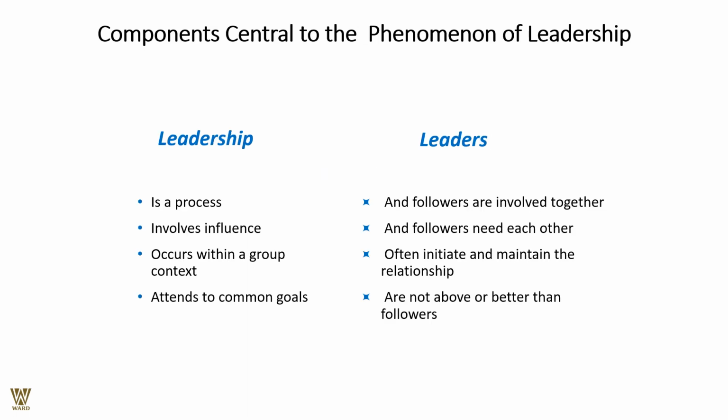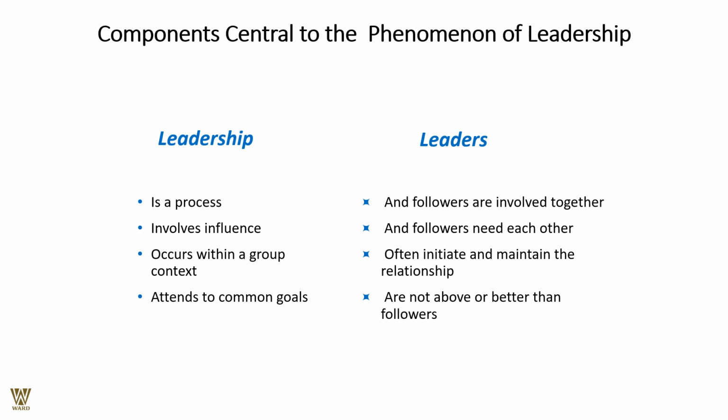So let us understand the central component, or should I say the phenomena of leadership. Now let us understand what is a leader. Leader as in a person, and leadership as in the qualities of the person. So leadership is a process. It involves influence. It occurs within a group context and is ascribed to a particular goal, which is what everybody would flock together for, to work as a team, as an organization. So that is what leadership is all about.